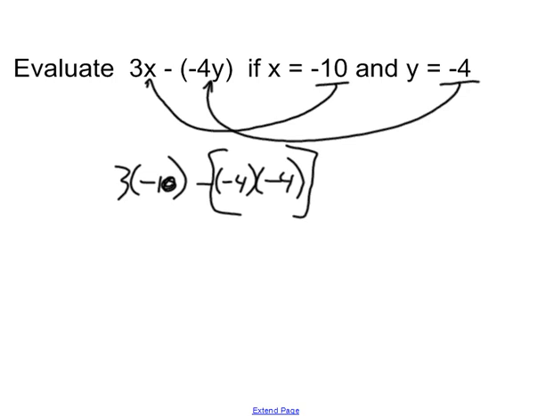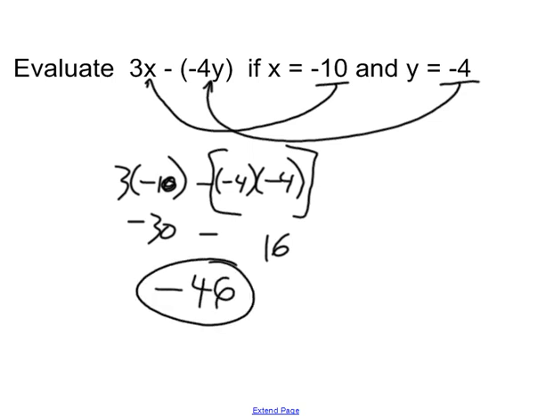Negative 4 times negative 4, the signs are the same, so as I do the product here, 4 times 4 is 16, and so that would become a plus 16. 3 times a negative 10 becomes a negative 30. So I've got negative 30 minus 16, which would be a negative 46. A negative 46.